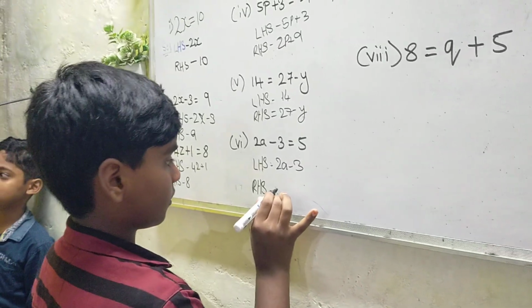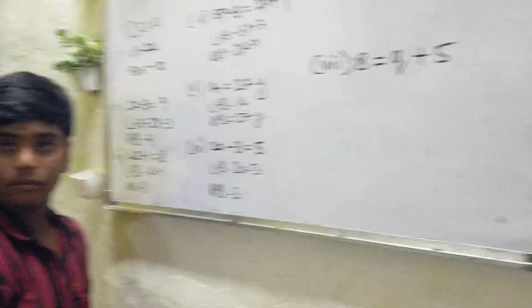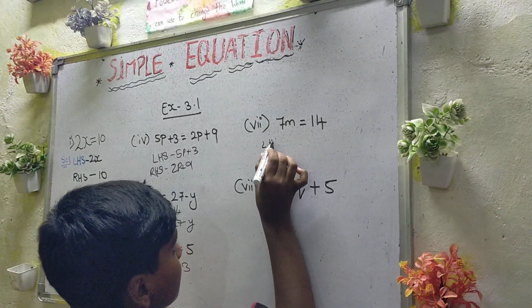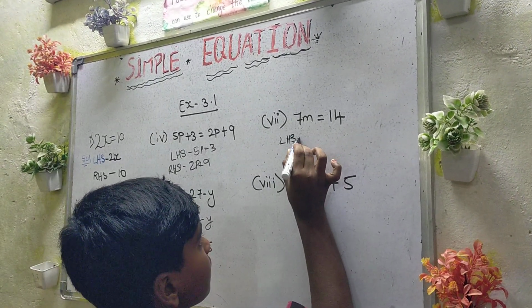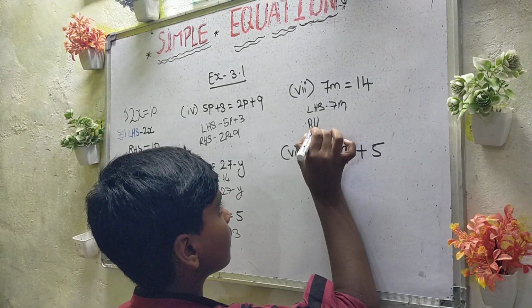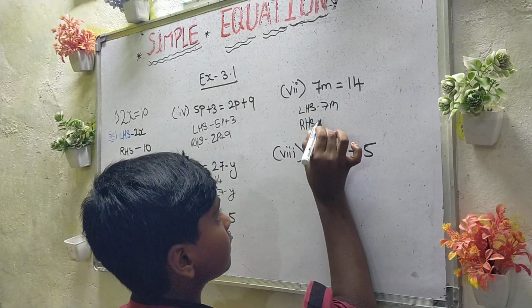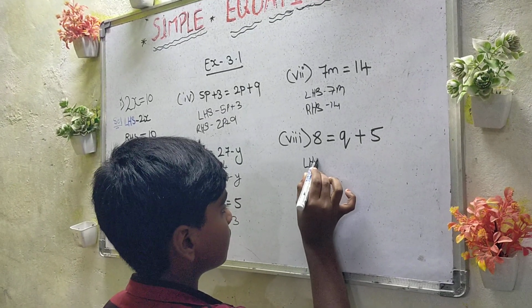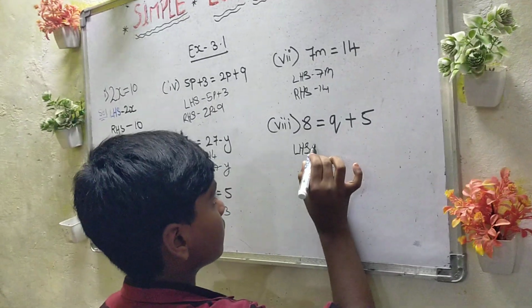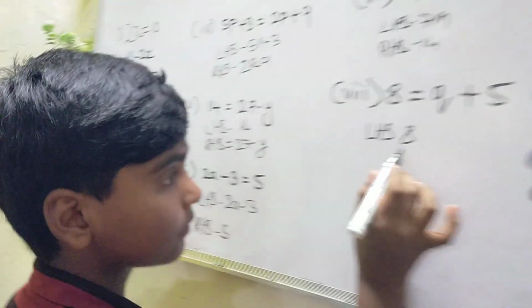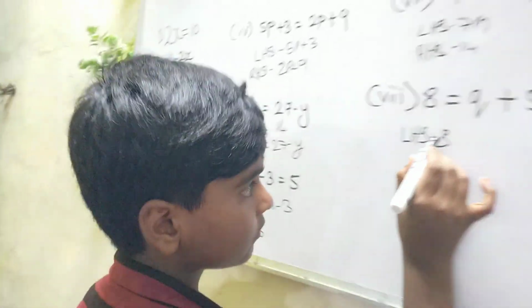It's easy, right, Siddharth? Yes, 2a minus 3 RHS. Yes, the other one also. Come on, do that also. Yes. What is LHS there? 7m. Yes. RHS? 14. Yes. LHS here? 8. Here you should write a dash. Then RHS is?